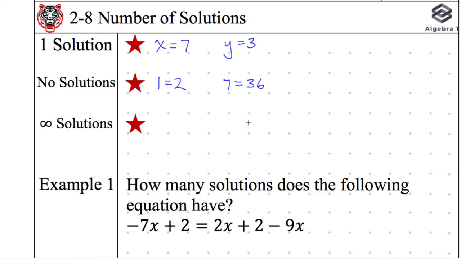All right, so what happens when you have an infinite number of solutions? What happens when your final answer is something like this: 1 is equal to 1. How often is 1 equal to 1? Always. Every single time, 1 is always equal to 1.